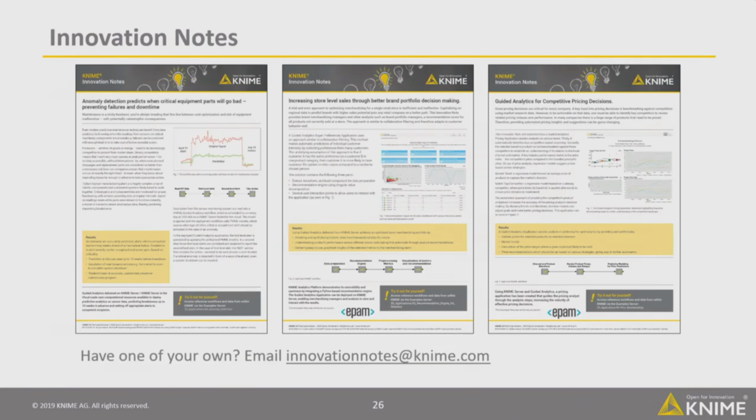The innovation note, the difference between a white paper and an innovation note. The white paper is highly technical and very, very detailed, where every little tiny step is described. The innovation note is more business. You have some input, you want to get some output, and you want to measure your return on investment based on the results of the data science project. So this is what an innovation note is.